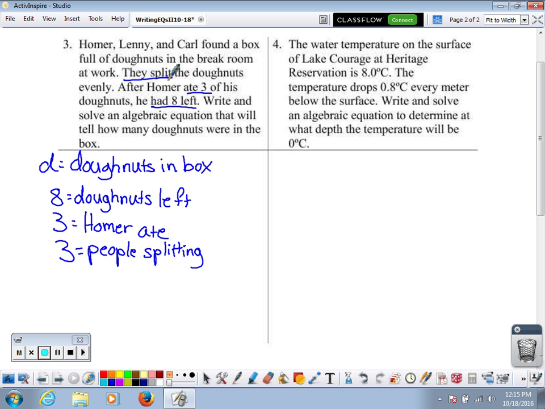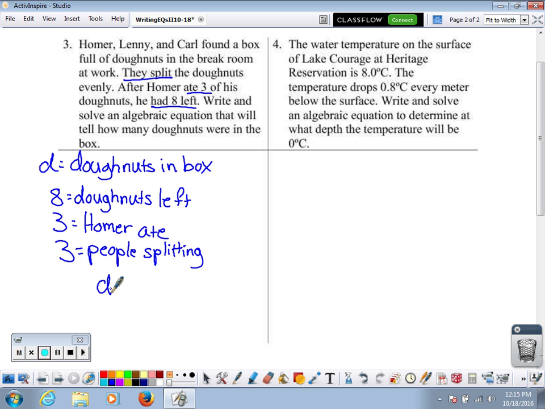Homer, Lenny, and Carl found a box full of donuts in the break room at work. They split the donuts evenly. After Homer ate 3 of his donuts, he had 8 left. Write and solve an algebraic equation that will tell how many donuts were in the box. Okay, so we don't know how many donuts we started with, but we know that's what we're looking for.